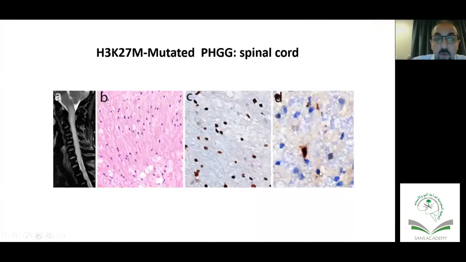This is an example of diffuse astrocytoma in the spinal cord, okay? It looks like low grade, but it behaved really nasty, and it was mutant, okay?